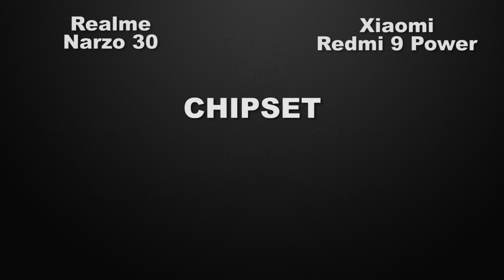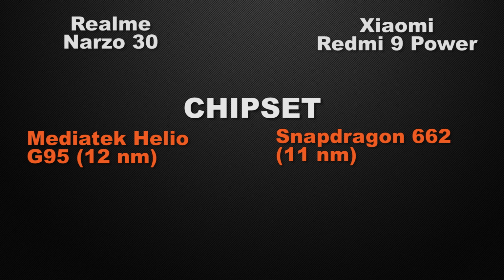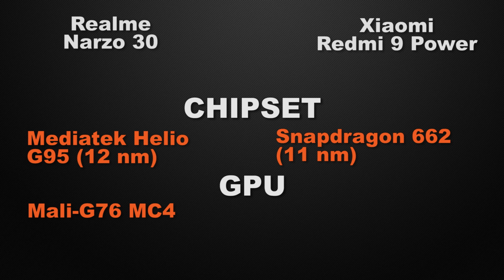Let's talk about the processor of the devices. Narzo 30 is powered by MediaTek Helio G95 based on a 12nm process, whereas 9 Power is powered by Snapdragon 662 based on an 11nm process. So the winner here is Narzo 30 because it has a faster processor. And about the GPU of the devices, Narzo 30 is packed with Mali G76, whereas 9 Power is packed with Adreno 610. So the winner here is Narzo 30 because it can give you more FPS in games.